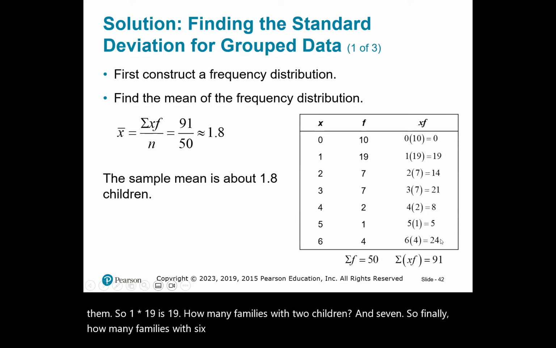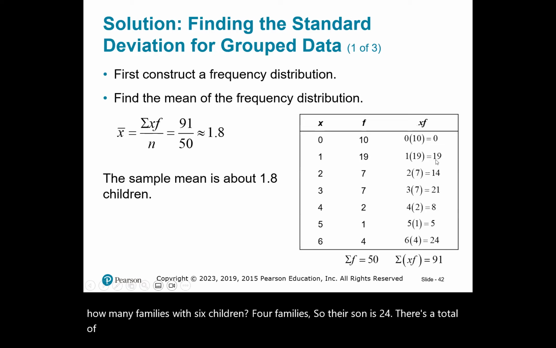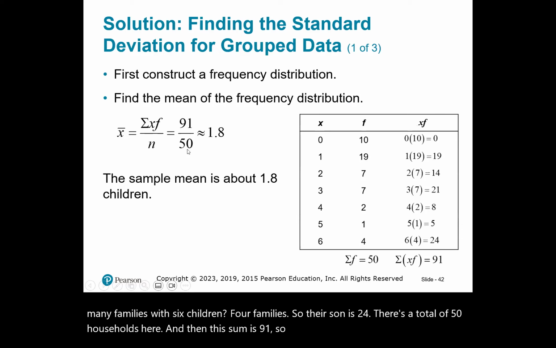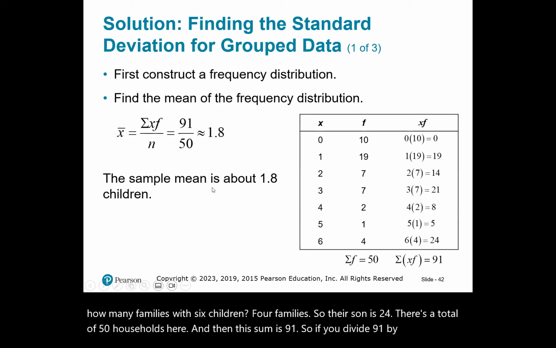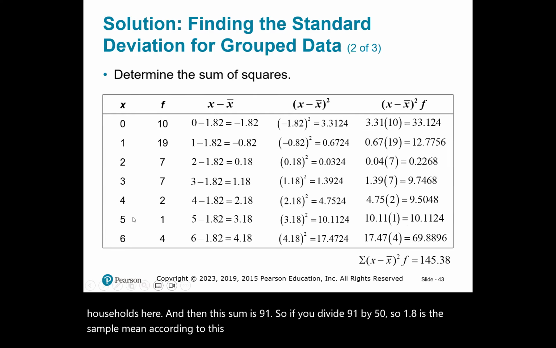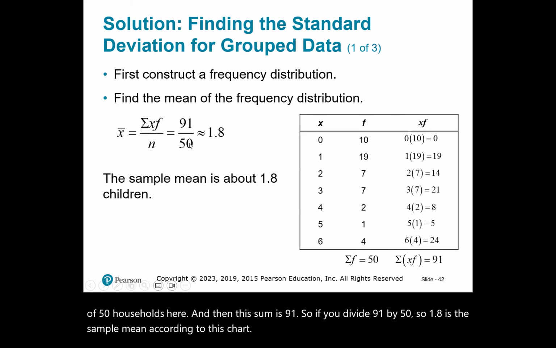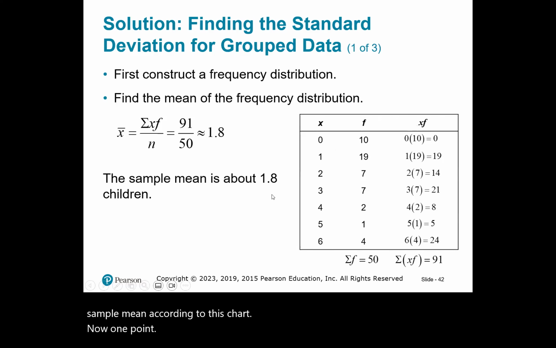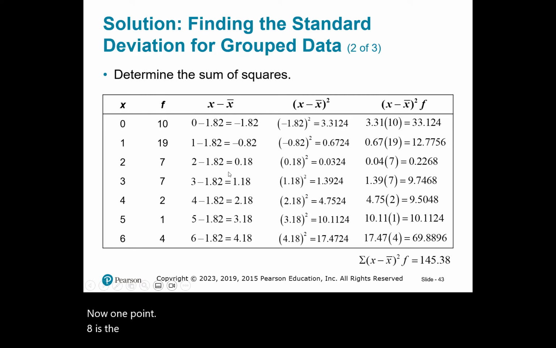4 families. So their sum is 24. There's a total of 50 households here, and this sum is 91. If you divide 91 by 50, 1.8 is the sample mean according to this chart. Now, 1.8 is the sample mean. Here though, instead of 1.8, they use 2 digits, 1.82.